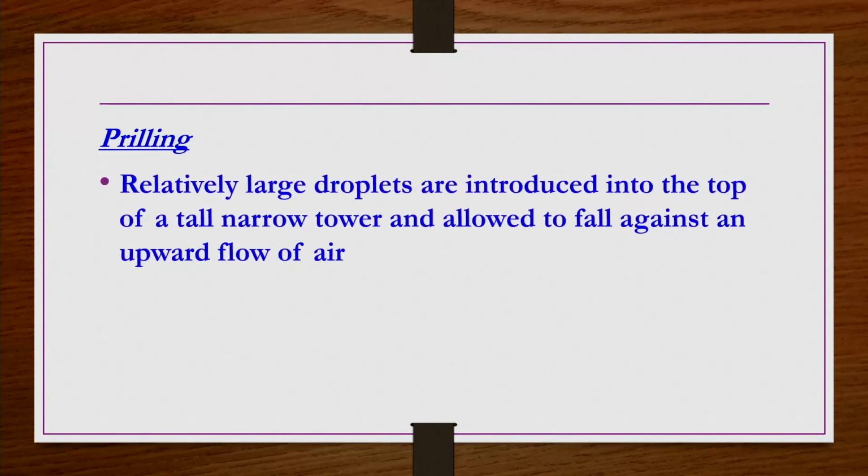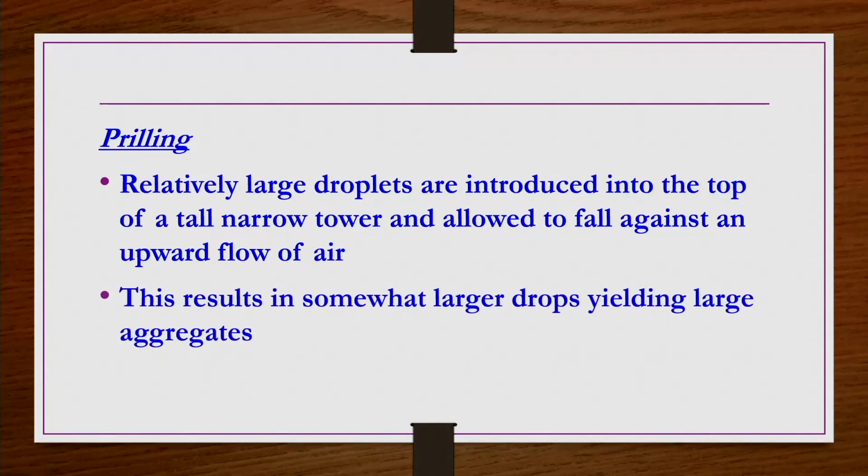Next is prilling. It is also similar to the spraying process. In prilling, relatively larger droplets are introduced into the top of a tall narrow tower and allowed to fall against an upward flow of air, because of which somewhat larger droplets yielding larger aggregates will form.